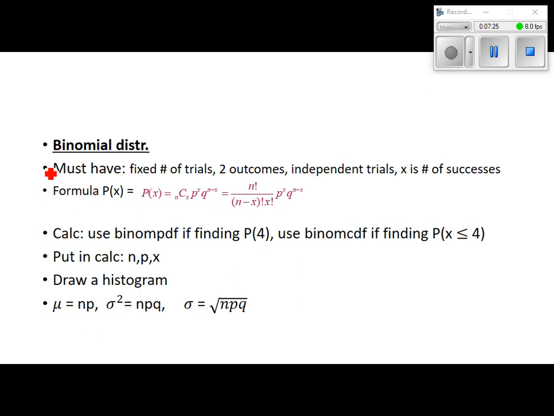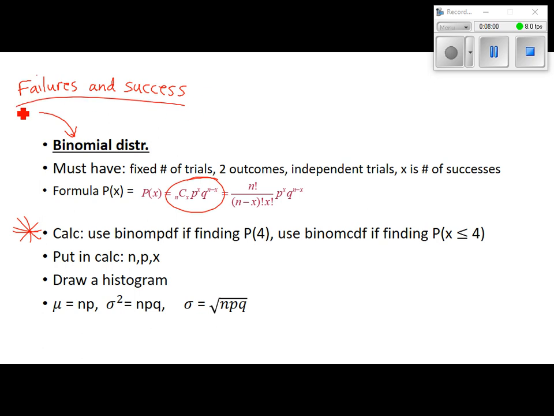Binomial distribution. Again, I would rather use this formula here, but most of you probably dealt with your calculators. With a binomial distribution, what's it mean to be a binomial distribution? Isn't it like a yes or no? Right. It's got to have failures and successes. Nothing else. It's got to be something that you can separate down into two categories.